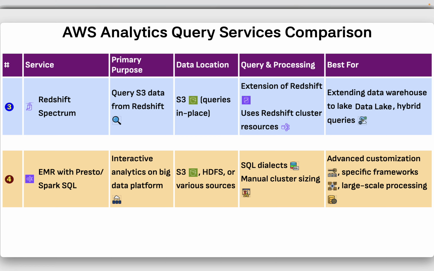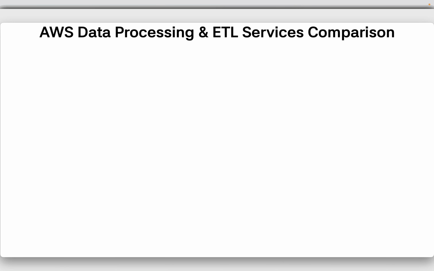Let's say some company is migrating and they are stuck with Hadoop, Apache Spark and so on. Then you will choose this. Okay, next, data processing and ETL services comparison.